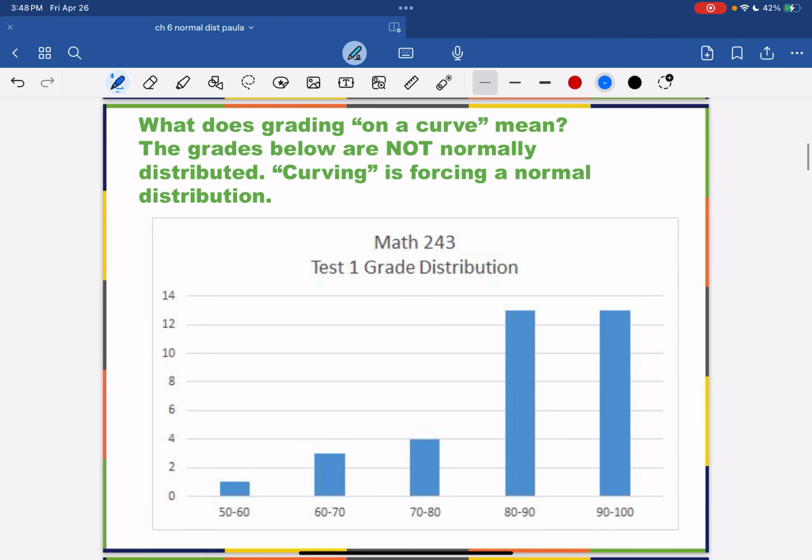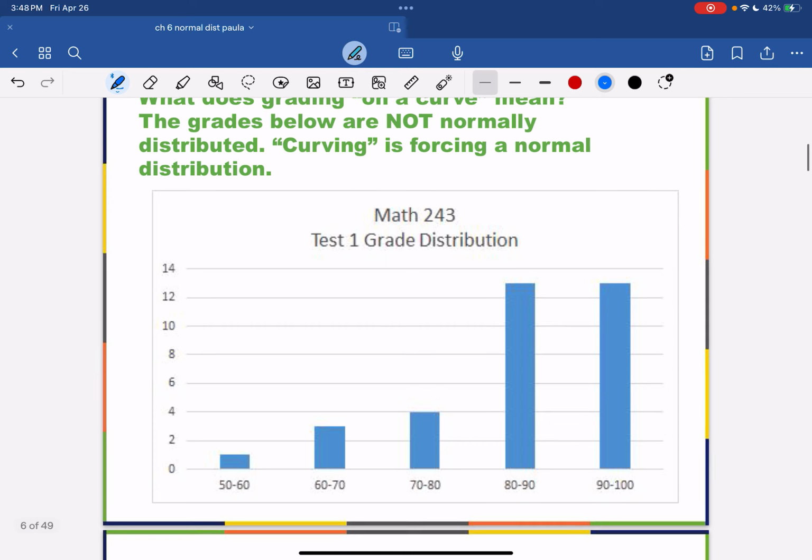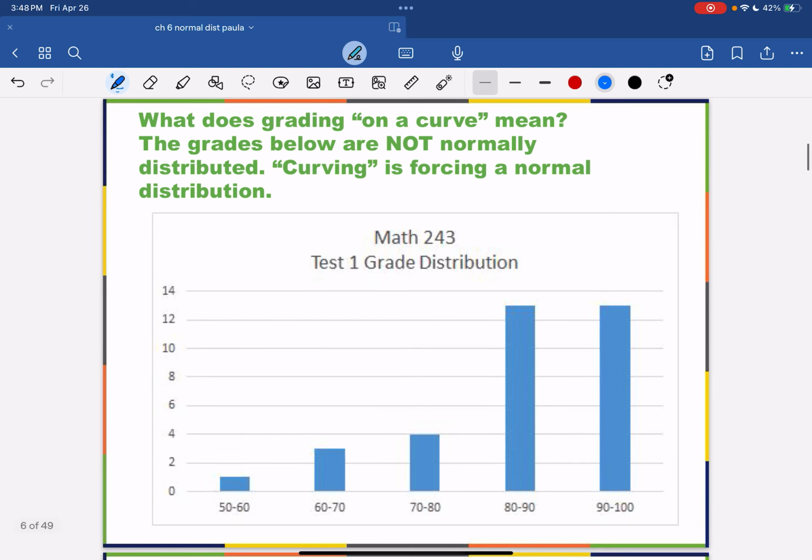Grading on a curve actually refers to the normal distribution. These are not normally distributed scores. These were scores from a previous statistics course, and we had a lot of A's and B's and not very many F's, D's, and C's in that class. So this was not a normal distribution. A normal distribution would be a lot of C's, not that many A's, and not that many F's.